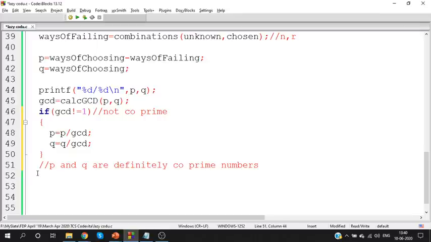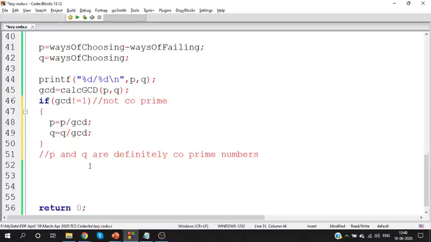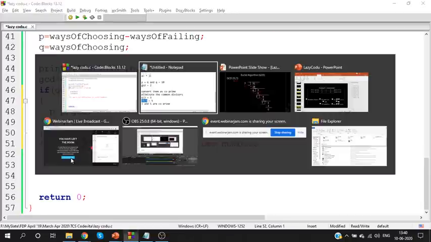So we have completed almost the entire program, guys. Probability is done. Co-prime is calculated. Now what is the last step to be done here? Remember the question?